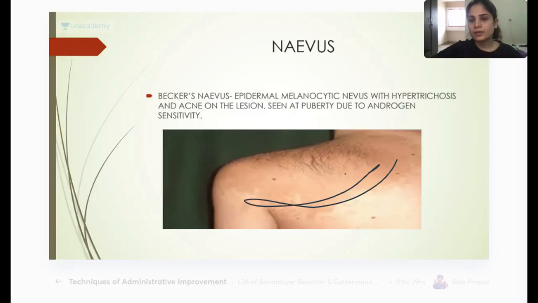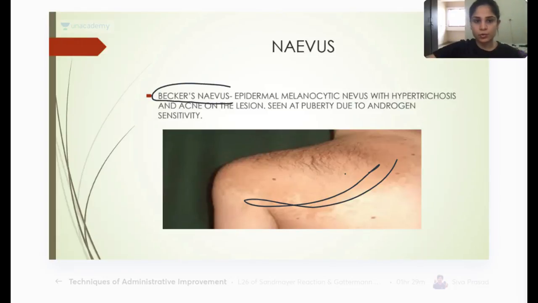Now where have the melanocytes aggregated here, in the dermis or in the epidermis? Yes, so you can see over here, this lesion is hyperpigmented, it is brownish in color. So definitely here the melanocytes have not aggregated in the dermis, they have aggregated in the epidermis. Correct. So this is called Becker's nevus.